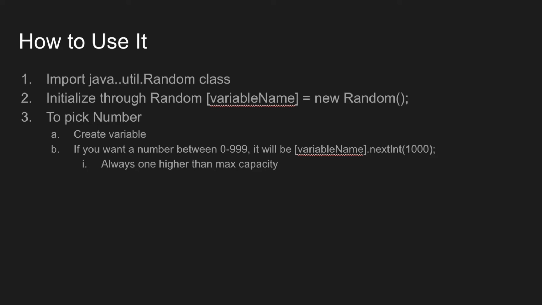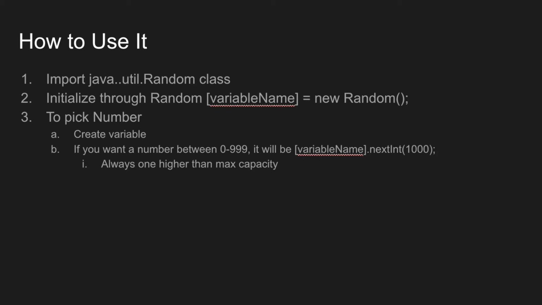And finally, how to actually pick a number. First, you have to create a variable, and then pretend we want a number between 0 and 999. The way it will be formatted is: put your variable name .nextInt, and in parentheses you put the number 1000. You put the number 1000 because it always has to be one higher than your max capacity. In this case, we want a number to be between 0 and 999.